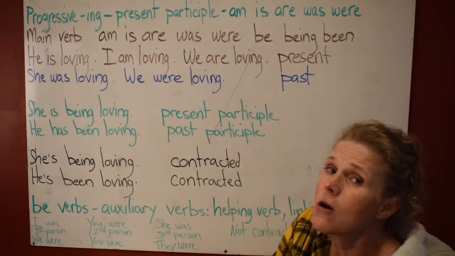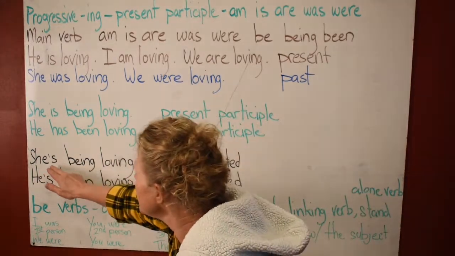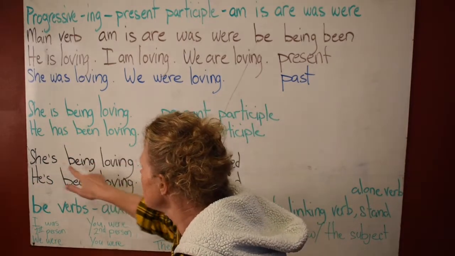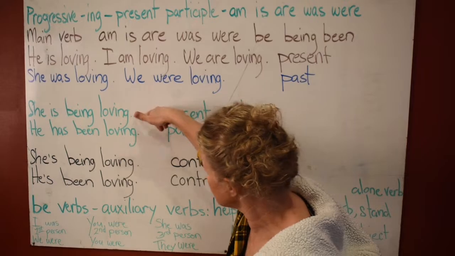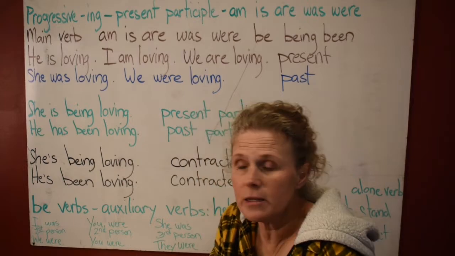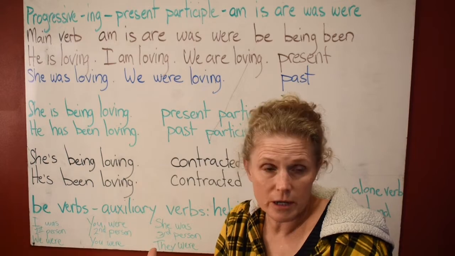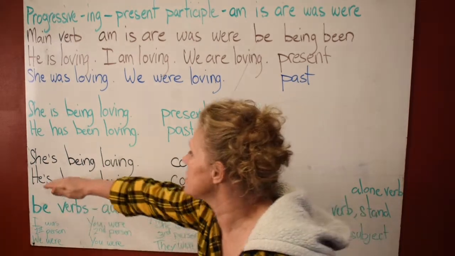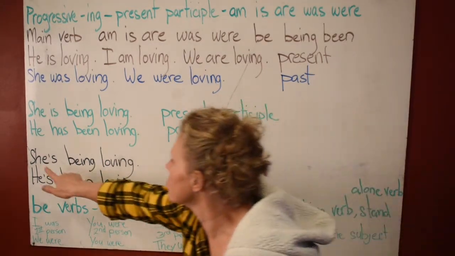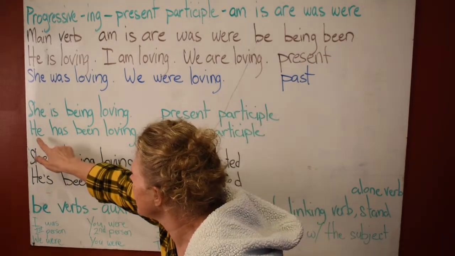Yeah. Now, we're going to talk about contractions. She is being loving. She's being loving. So she's being loving is the same as saying this right here. That means it's contracted. So we contract in with our subject and our verb when it sits in the present. It doesn't matter if it's singular or plural. But if it's sitting in the present, you can contract it with your subject and your verb. Okay? He's been loving. That's the same as saying he has been loving.